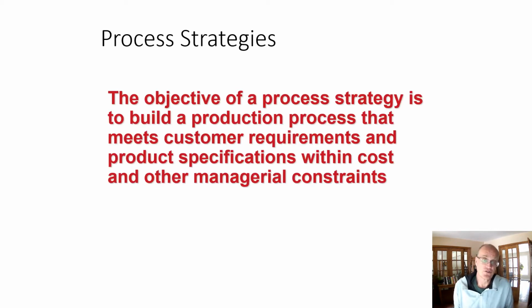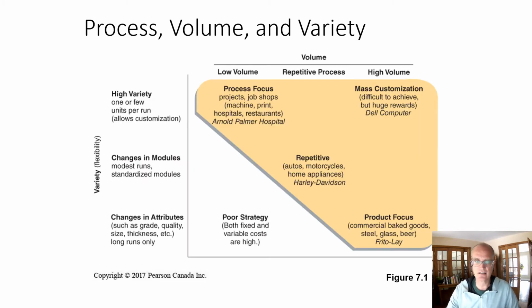So, what is a process strategy? Well, the objective of a process strategy is to build a production process, or a delivery process in the case of services, that meets customer requirements and product specifications within cost and other managerial constraints. Some of it might be ergonomics and keeping employees happy, but it is delivering customer requirements in a way that is effective. There are a variety of ways we can do it, and it depends on what we are delivering, frankly, right?